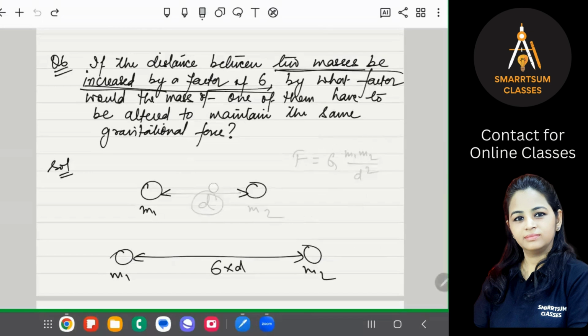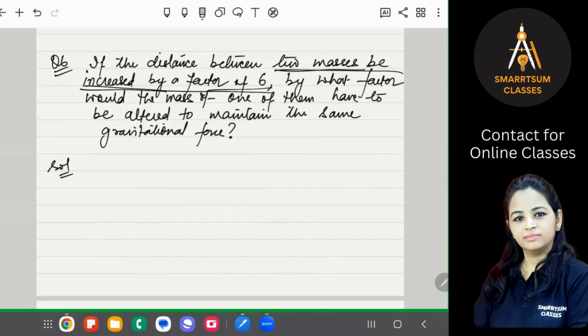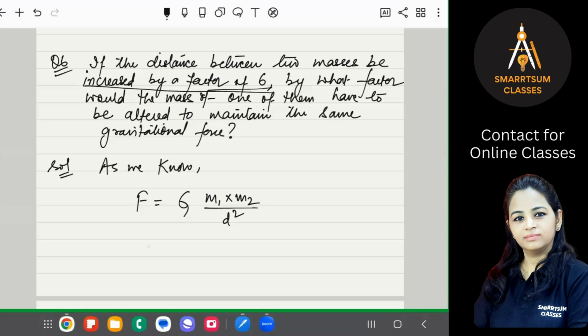So now what we have to do? As we know, F is equal to G M1 into M2 upon D square, or R square. That means force is inversely proportional to the square of the distance between the two masses.